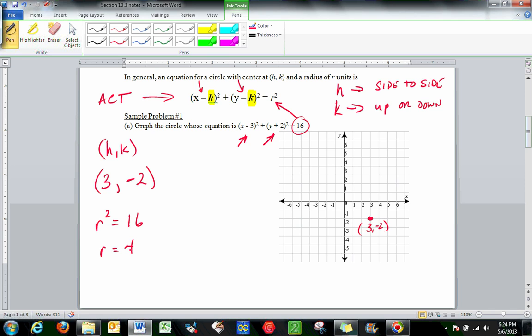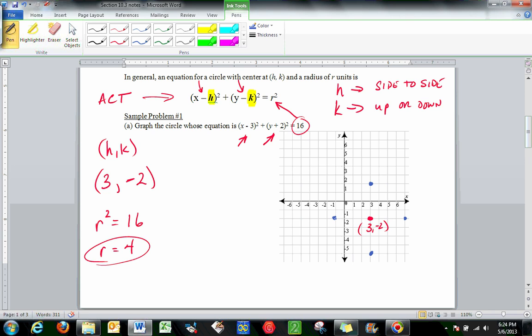in graphing these, the simplest thing to do is to take your radius and count from the center point up and down and sideways. So what I'm going to basically do here is this. I'm going to start from the center point. I'm going to go up 1, 2, 3, 4. So that's a point on the circle. I'm going to go over 1, 2, 3, 4. That's a point on the circle. 1, 2, 3, 4. And then 1, 2, 3, 4.